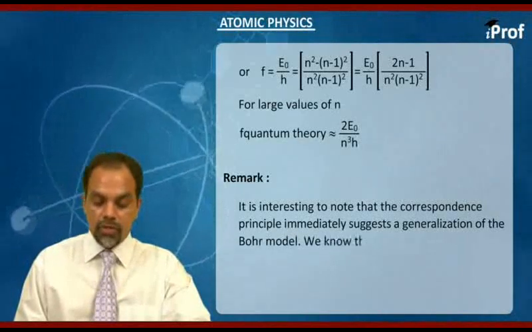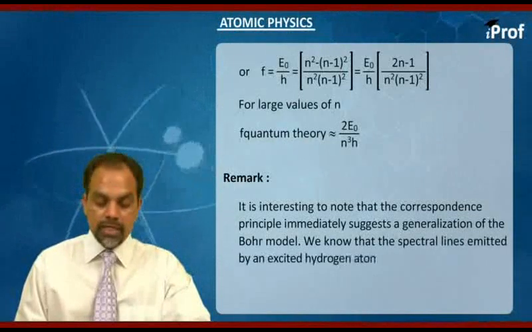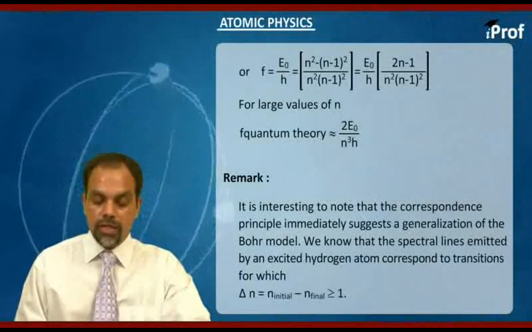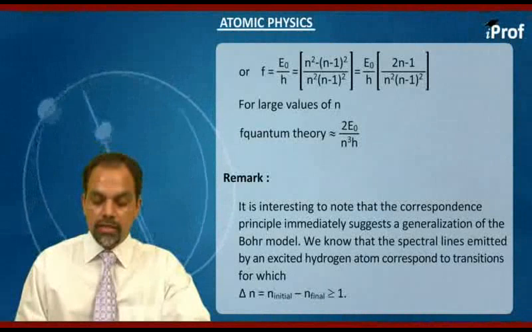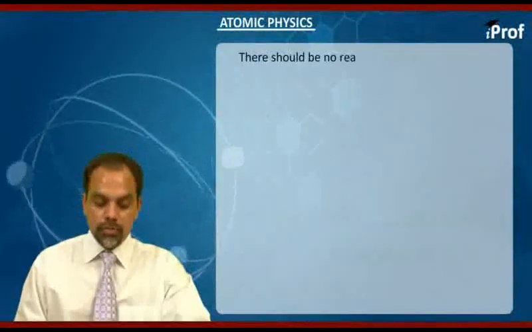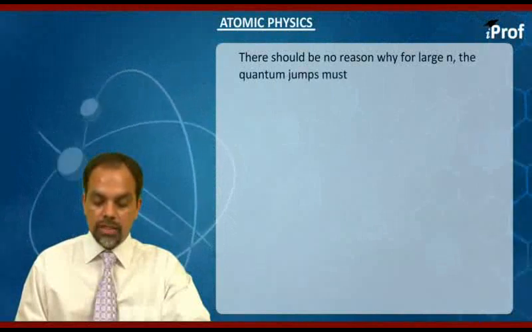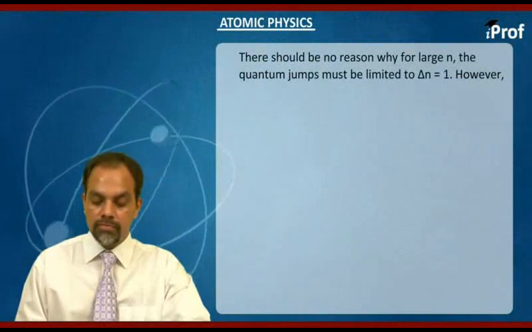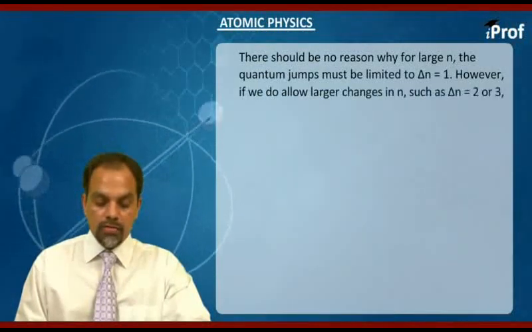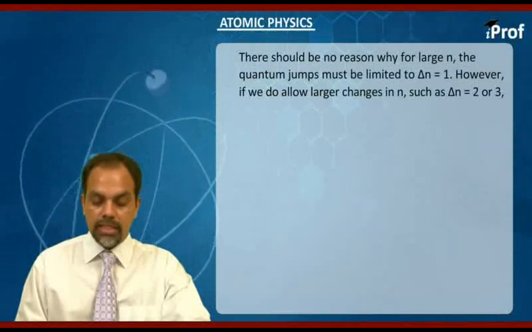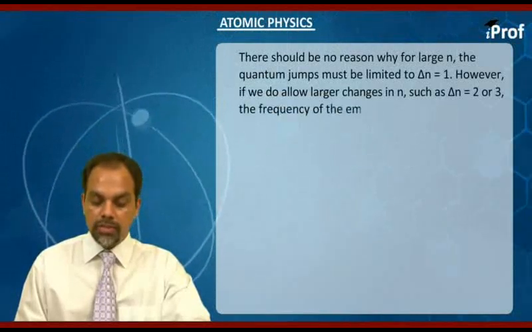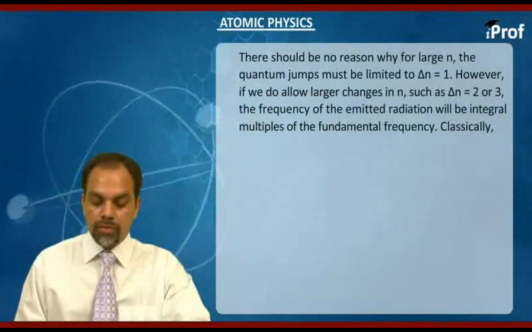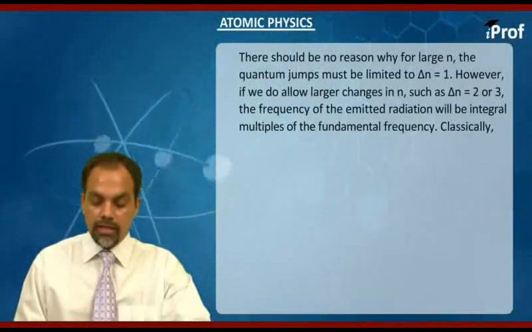How? Let's understand it. We know that spectral lines emitted by an excited hydrogen atom correspond to transitions for which delta n, equal to n initial minus n final, is greater than or equal to 1. There should be no reason why for large n the quantum jumps must be limited to delta n equal to 1. However, if we do allow other changes in n such as delta n equal to 2 or 3, the frequency of emitted radiation will be integral multiples of the fundamental frequency which we calculated earlier.